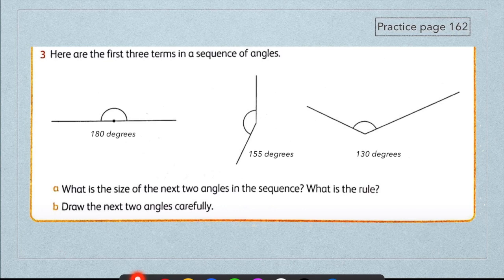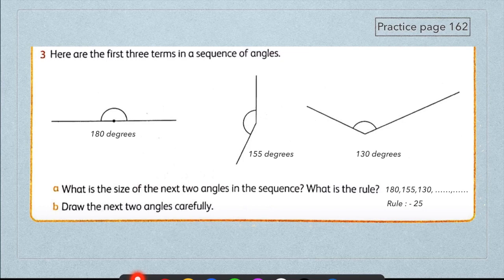Therefore, I'm having 3 numbers here, 180, 155, and 130. So my sequence looks something like this. According to our knowledge from sequence, I told you that we could easily minus these 2 numbers in order to find the rule. So 180 minus 155 is going to give me 25. Since my sequence is getting smaller, it shrinks. So I'm going to have negative 25 there.